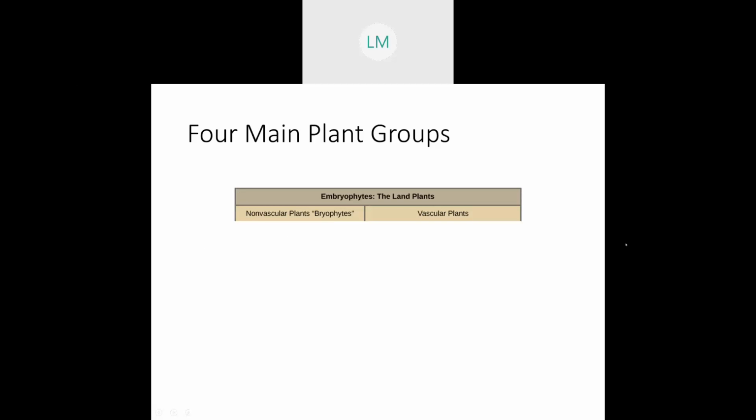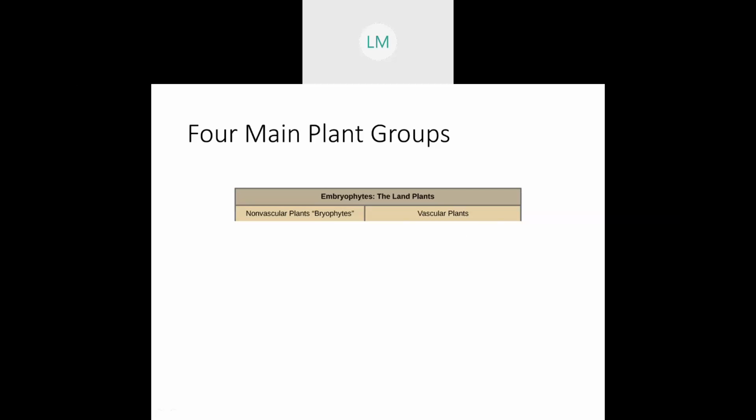So this, I believe this is from your textbook, but it's just kind of a chart that breaks down the major divisions in the plant groups. So the first division that we see is going to be between our non-vascular plants, our bryophytes, and our vascular plants. That's the first big split we see in the evolution of land plants. Okay, so these bryophytes do not have vascular tissue. These are things like xylem and phloem that move water and nutrients around the plant.